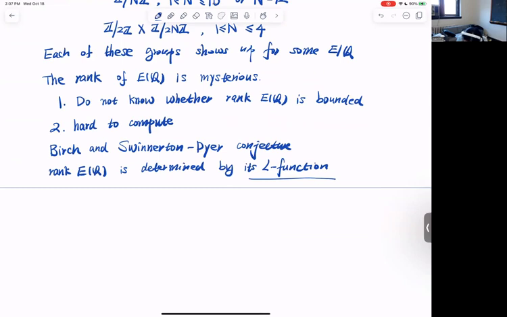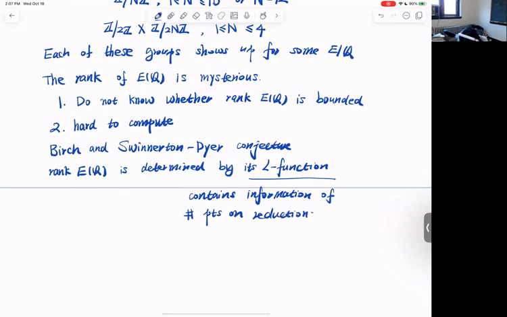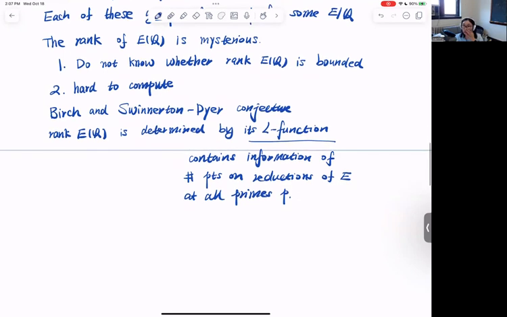I have not defined the L-function for you, so let me just say that the L-function contains the information of the number of points on reductions of E at all primes p. I have not defined the L-function for you, and I'm not going to define it today, at least.